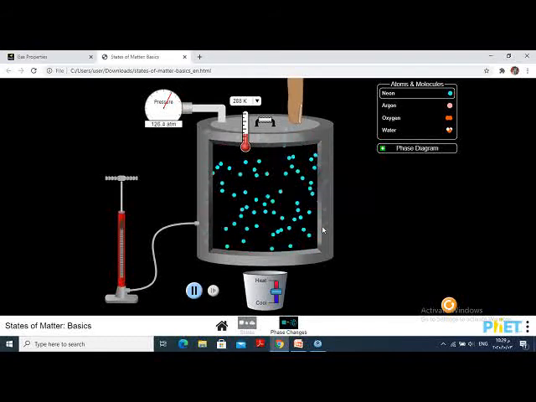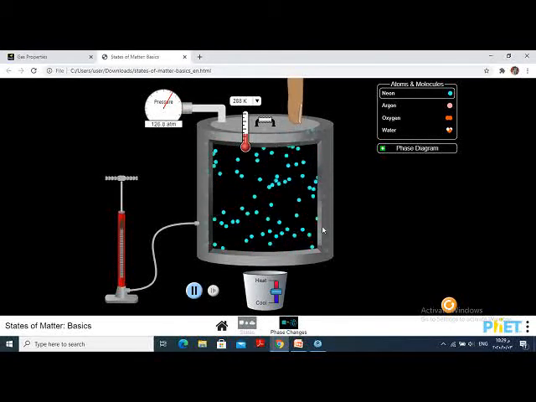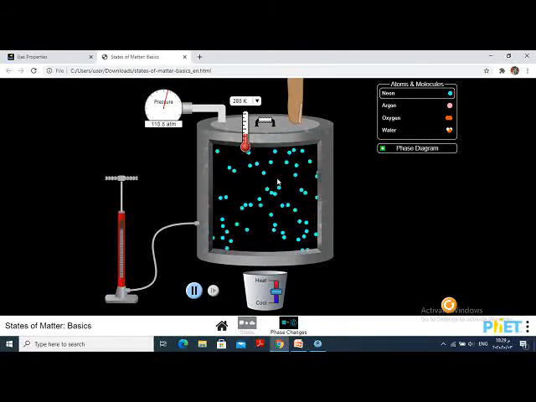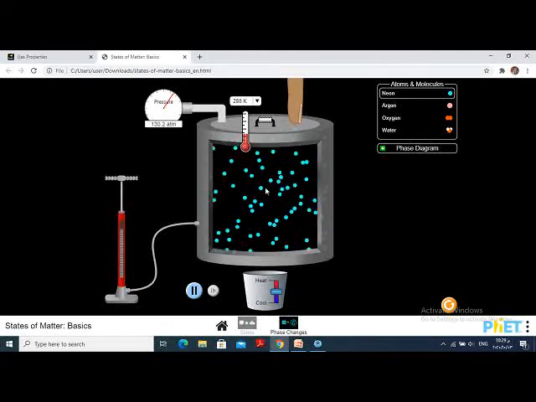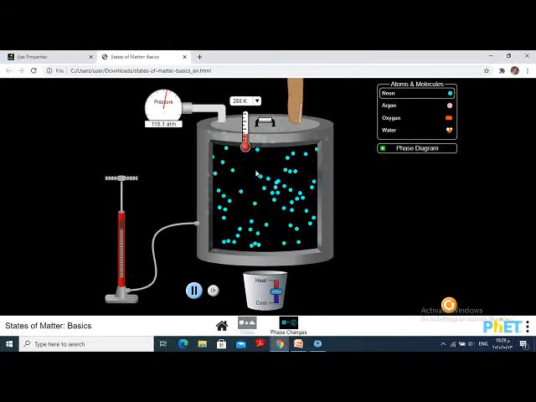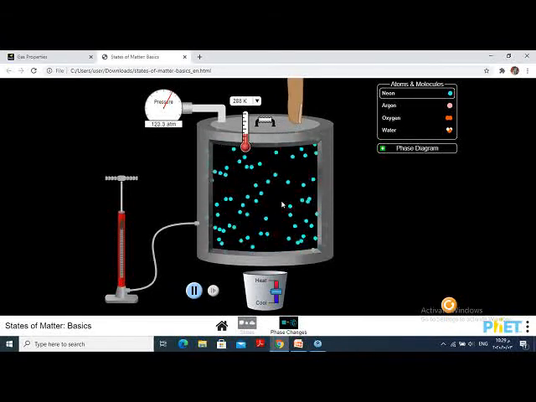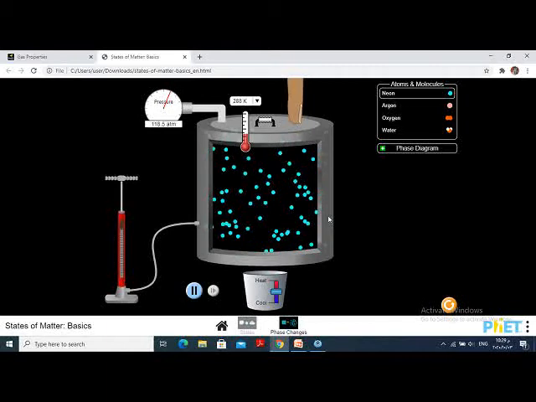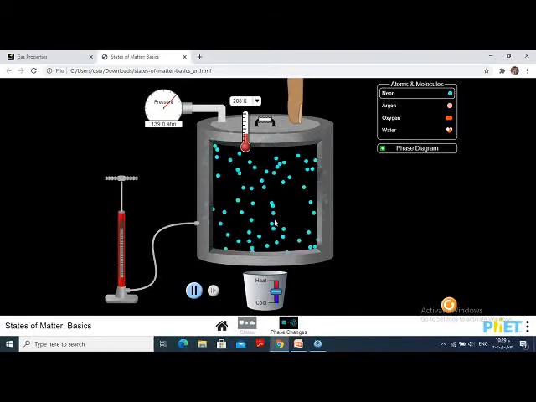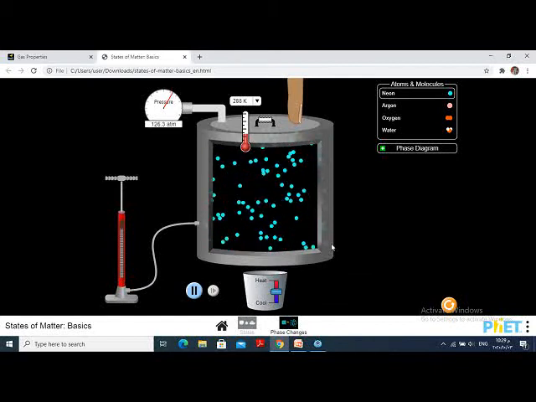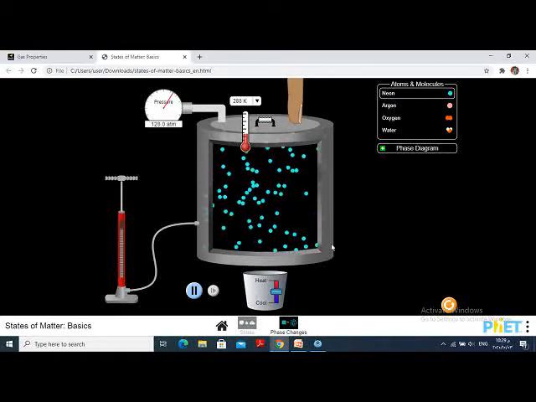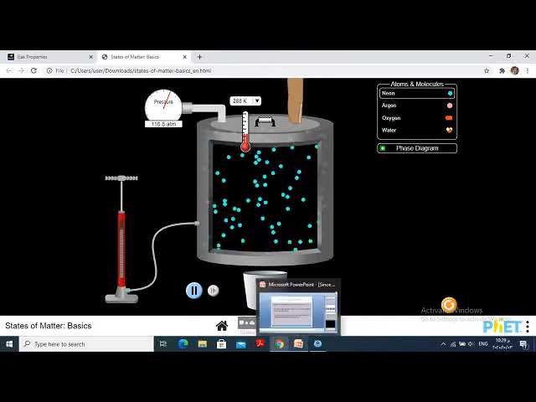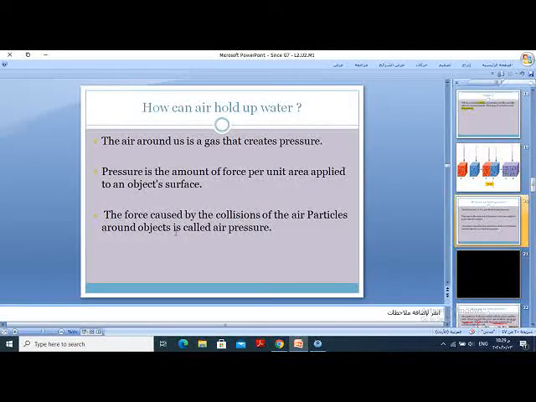So what is the meaning of air pressure? Air pressure is the force that comes from the collision between particles. If this force applied on this area comes from the collision between particles and the wall surface, then we have air pressure. So that's the meaning of air pressure. Here we understand the meaning of air pressure and the meaning of pressure.